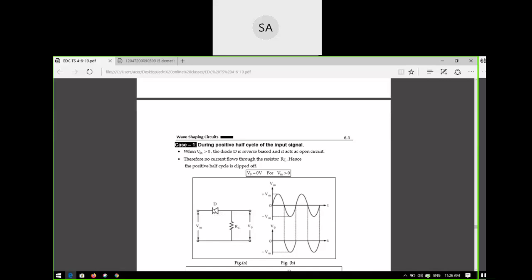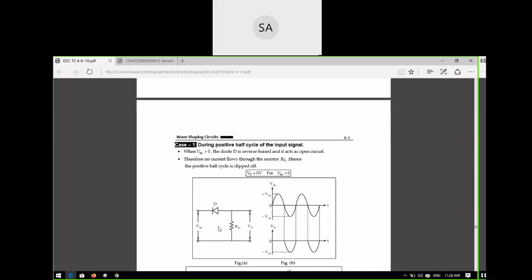So then what will happen? It is going into reverse bias. Positive is given to the N region, and the N region is the negative side of the diode. So N is connected to positive, so it is reverse biased. If plus is connected to the P region, then it is forward bias. Plus connected to minus means it is a reverse bias.